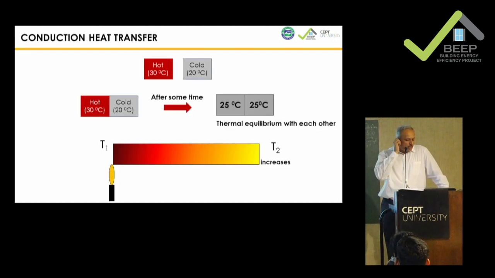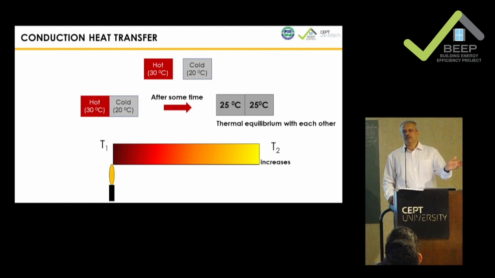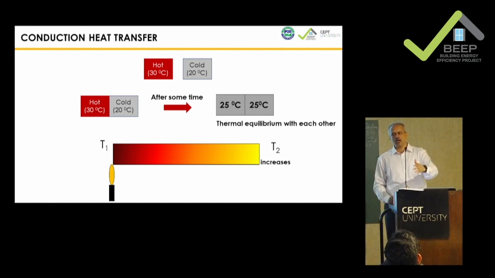So let's say you have a metal bar, and you try to warm the metal bar from one point, from the hot side to the cold side, and after some time both sides warm up. This is where conduction heat transfer happens. You have a mass which is absorbing and which is transferring the heat.